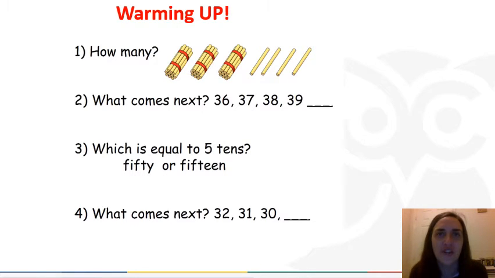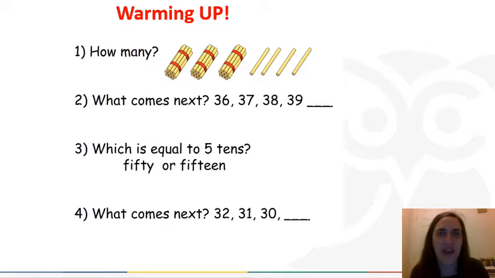Question 2. What comes next? Question 3. Which is equal to 5 tens? 50 or 15? Question 4. What comes next? Pause the video if you need a little bit more time.